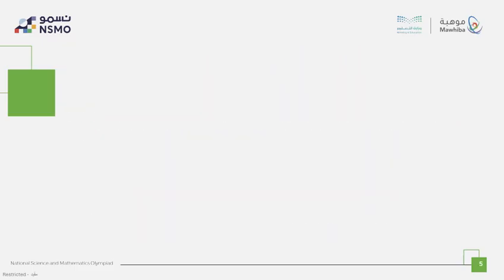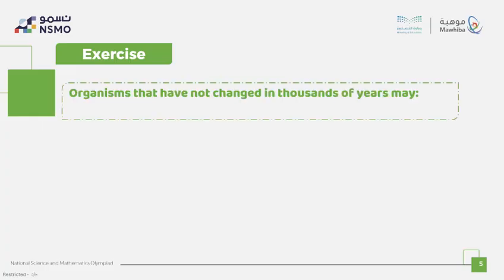Let's have another exercise. The question says, organisms that have not changed in thousands of years may... The question concept is, if an organism remained the same for thousands of years, it means its design is already successful for survival. Did you get it? So this usually happens when the environment doesn't change much. Let's analyze the options.